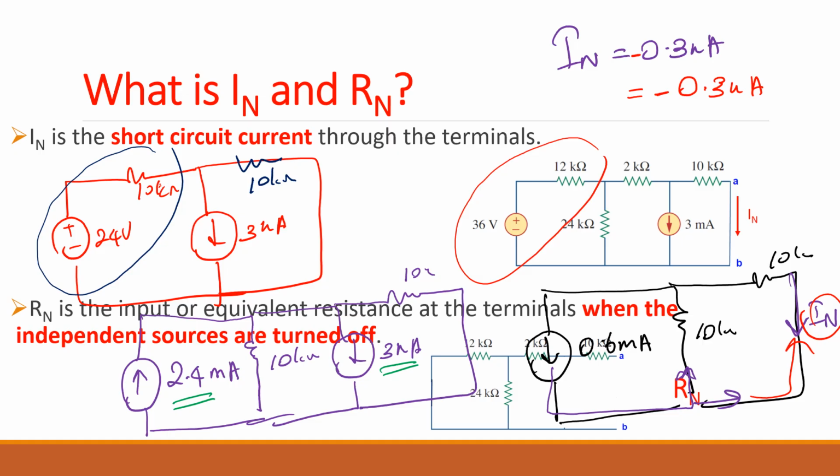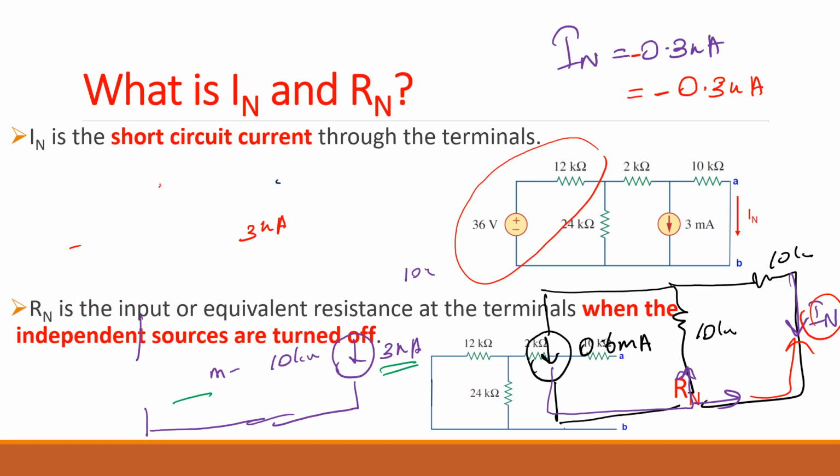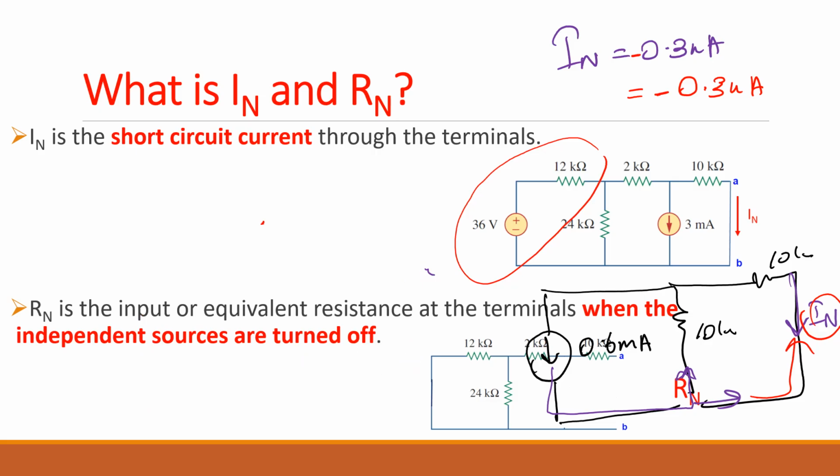Okay, so now, is it supposed to be 0.6? 0.6 milliamps. Yes, so 0.6 comes to that node and divides between the two parts. So 0.3 each, but the direction is opposite, negative.